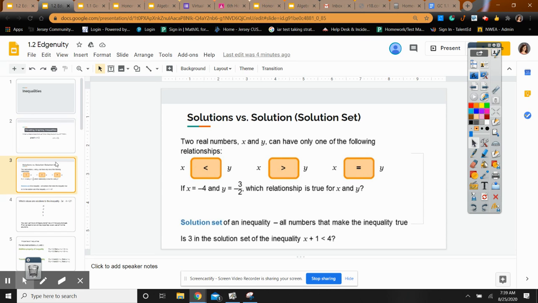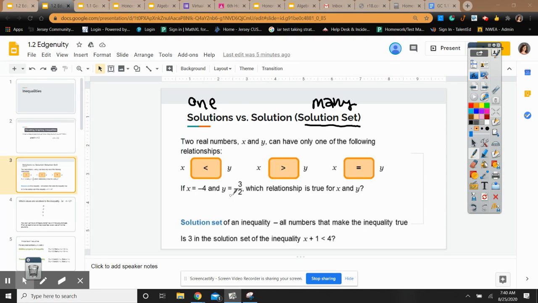Okay, so what is the difference between a solution versus a solution set? Well, in this example here, you would just have a solution. x would equal y, because there's only one possible way that could work out. But if x is less than y, there are lots of values for x that would be less than this value of y. So that's what we're talking about. Solution set means there would be many, and a solution would just be one.